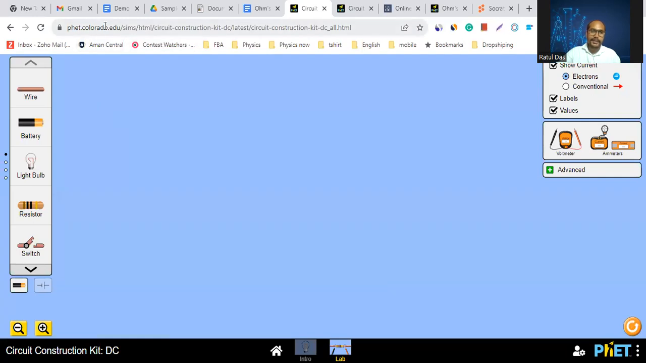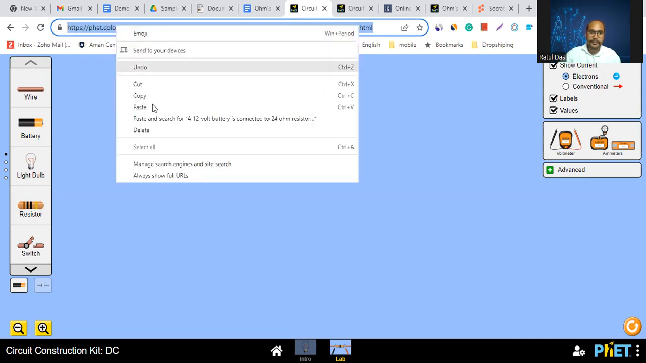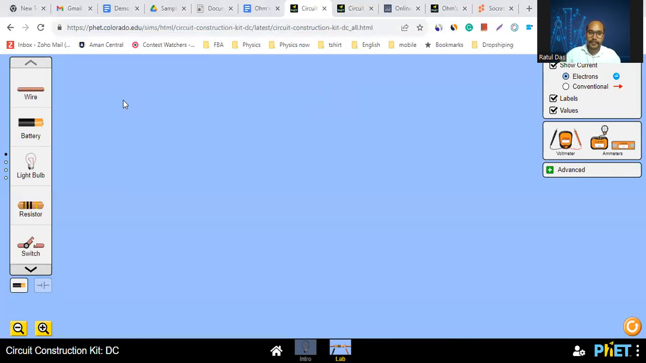This is a simulation of a basic electrical circuit. You will find it at phet.colorado.edu. I'll share the link with you in inbox. I've shared the link. Okay. You can open it using this link.